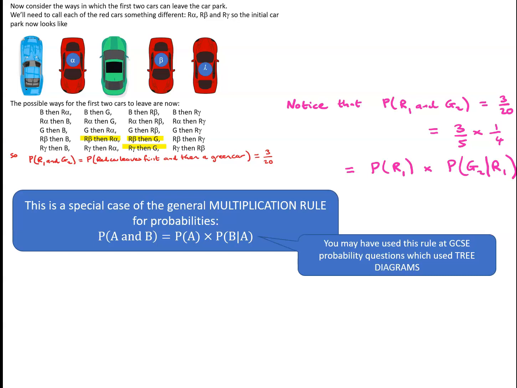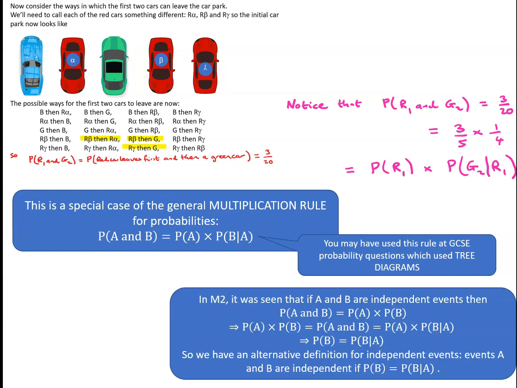Now that rule you probably have used implicitly at GCSE, particularly with tree diagram questions. And in the forthcoming video we'll be having a look at tree diagrams as well. You may remember as well that in M2 it was seen that if A and B are independent events, then the probability of A and B is the same thing as the probability of A times the probability of B.